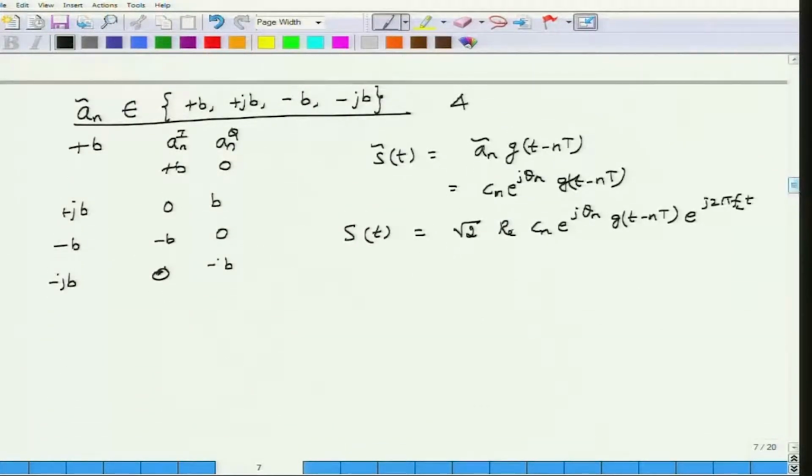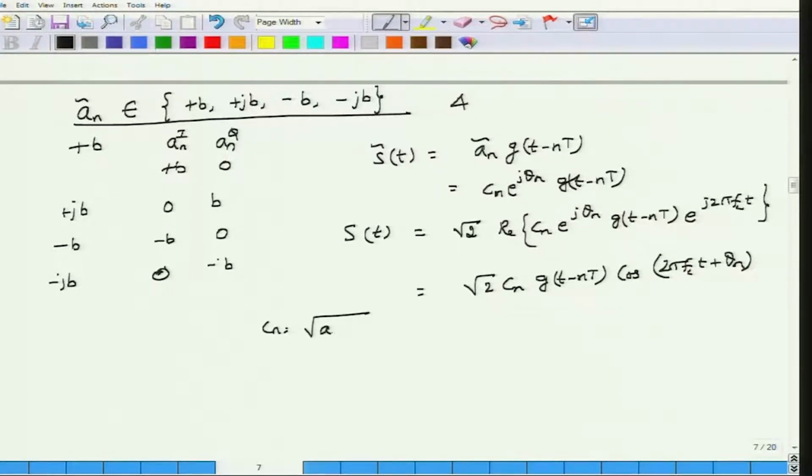So, you can combine these terms here and see that this can be written as square root of 2 Cn g of t minus nT cos of 2 pi fc t plus theta n. What is Cn? Cn is square root of anI square plus anQ square, whereas theta n is the phase angle, which is given by inverse tan of anQ by anI. This is the simple rectangular to polar conversion formula that you know from your earlier courses.